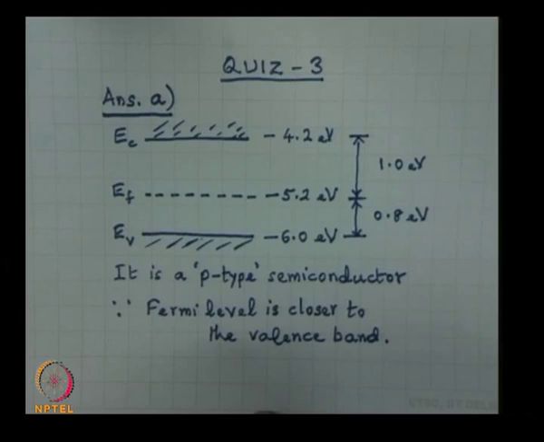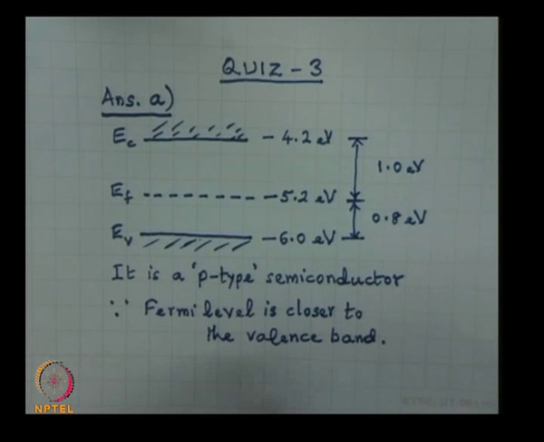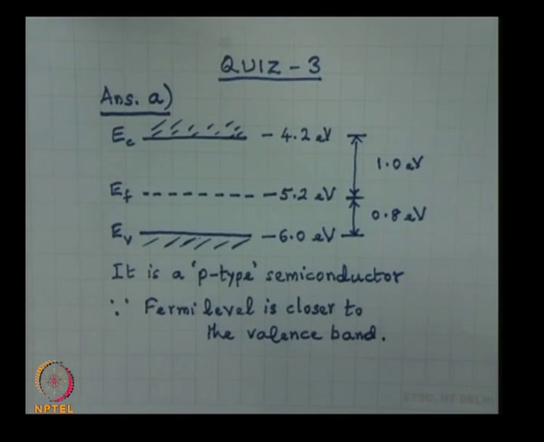So the expected answer is here. The given values are there. You just show the band diagram and show that the EF is closer to the valence band. Because the Fermi level is closer to the valence band, it is a p-type semiconductor.